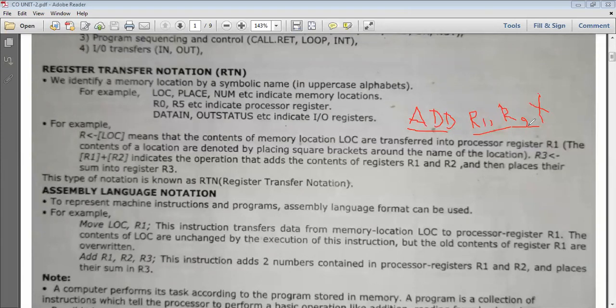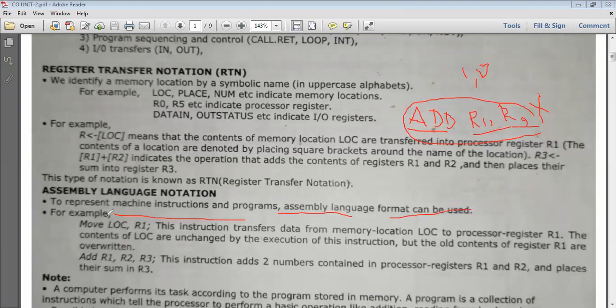What does the processor understand? Only machine language, in the form of ones and zeros. Assembly language notation means that, to represent machine instructions and programs, the assembly language format can be used. Depending on the assembly language instruction, we get the machine instruction.